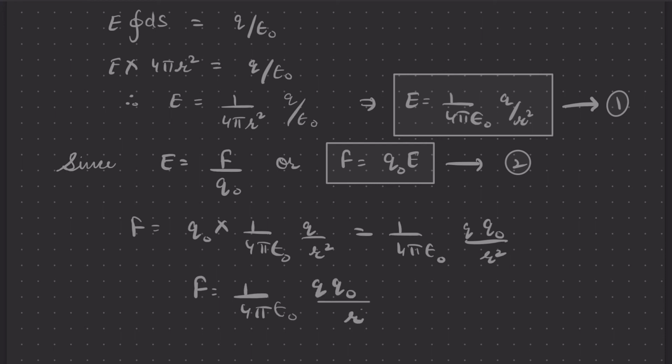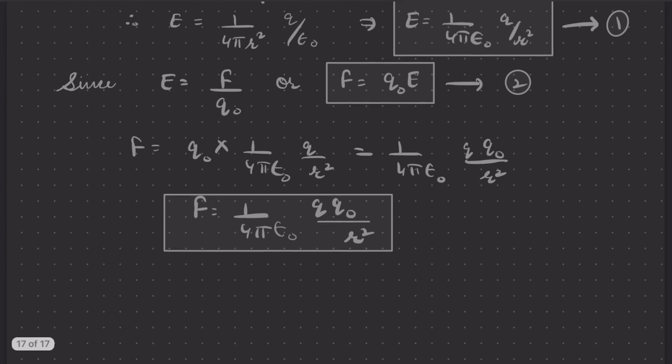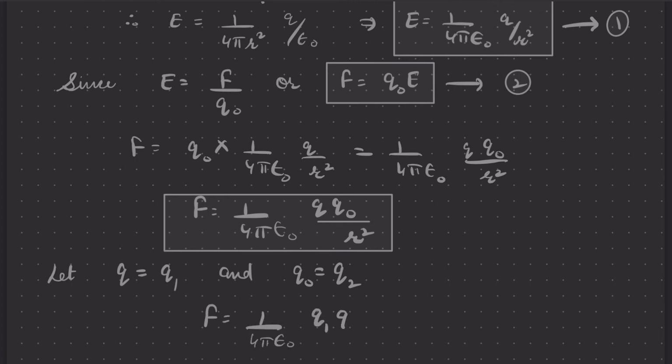That is F is equal to 1 upon 4 pi epsilon naught q q naught upon r square. But if I want to write it in a very general form, instead of writing it in the form of q and q naught, what we will do, let q is equal to q1 and q naught is equal to q2, we can change our general expression of Coulomb's law as 1 upon 4 pi epsilon naught q1 q2 upon r square.